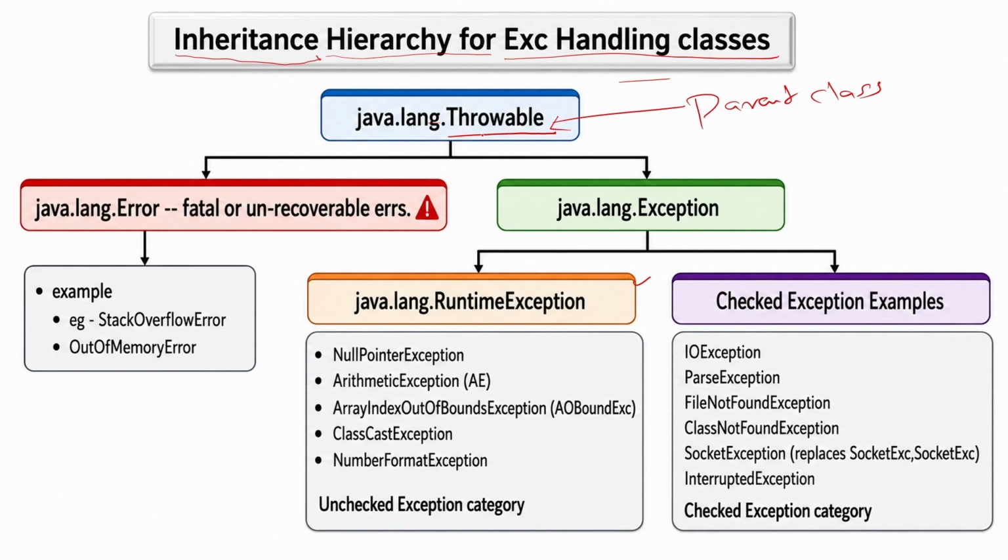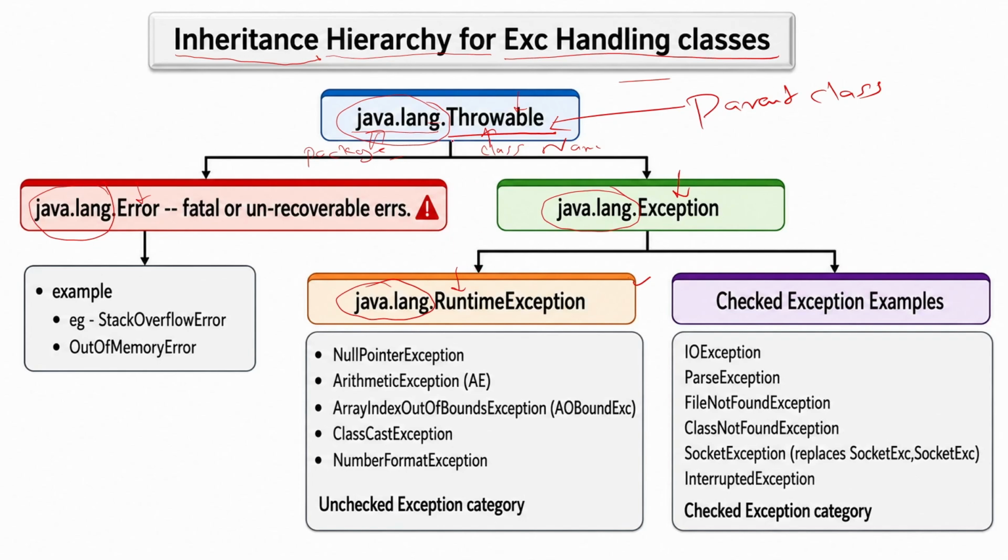So Throwable is the parent class. So how is it defined? This is the package name, right? java.lang is the package name, and this is the class name. If you observe, all the classes we have mentioned belong to the java.lang package. And these are the class names. Throwable is a class, Error is a class, Exception is a class name, RuntimeException is a class name.